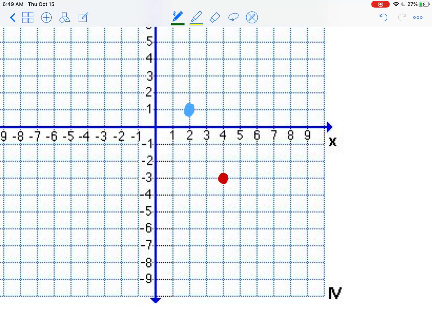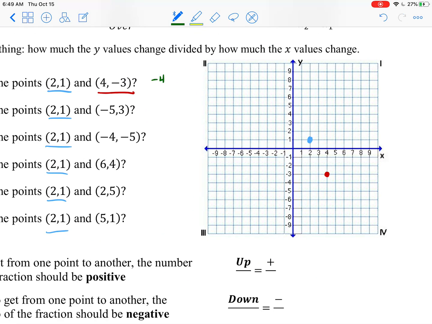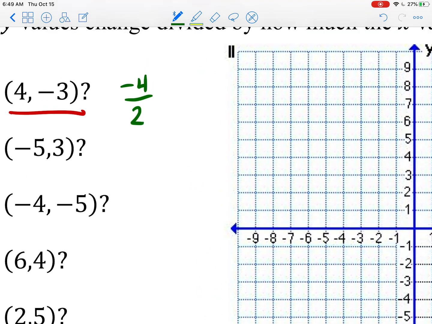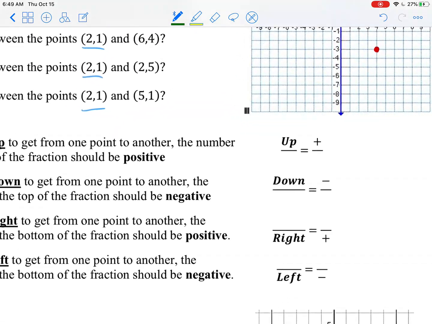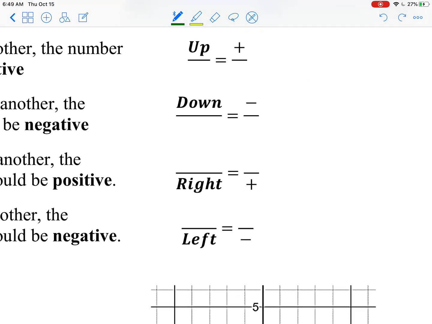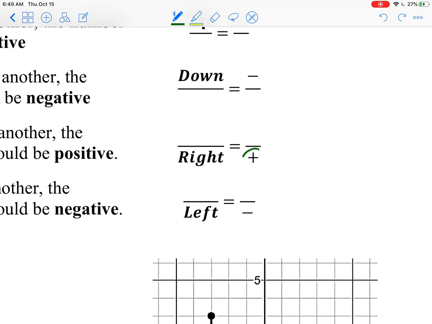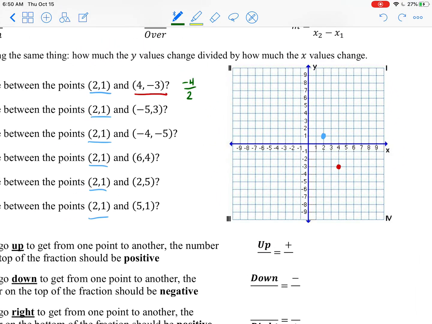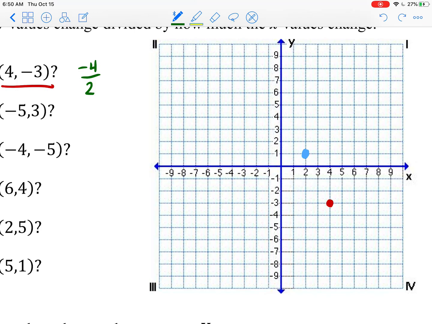So what's the slope in this scenario? It would be down 1, 2, 3, 4, and then right 2. So it's down 4, right 2. By the way, if you're going up, you should put a positive number on the top. If you're going down, you should put a negative number on the top. If you're going right, on the bottom you should put a positive number. If you're going left, you should put a negative number. We're going to talk about that in a minute. So the slope between these 2 points is -4/2, or if you'd like, you can just call that -2, right? -4 divided by 2 is -2.